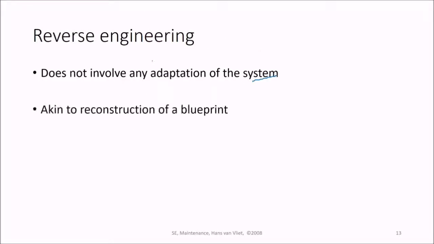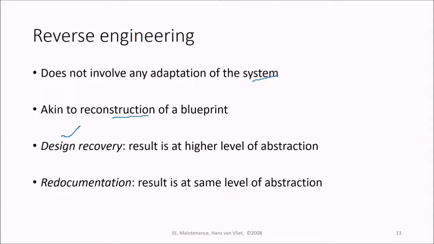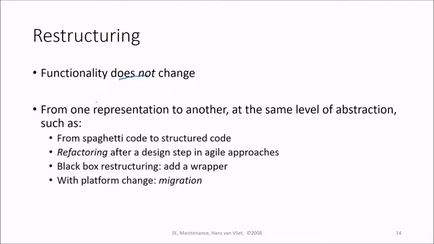Reverse engineering is akin to a reconstruction of a blueprint. The recovery of design is done, and the result is at a higher level of abstraction. Then redocumentation is done, which is at the same level of abstraction. Restructuring means functionality does not change here. It is a transformation from one representation to another at the same level of abstraction, like from spaghetti code to structured code.